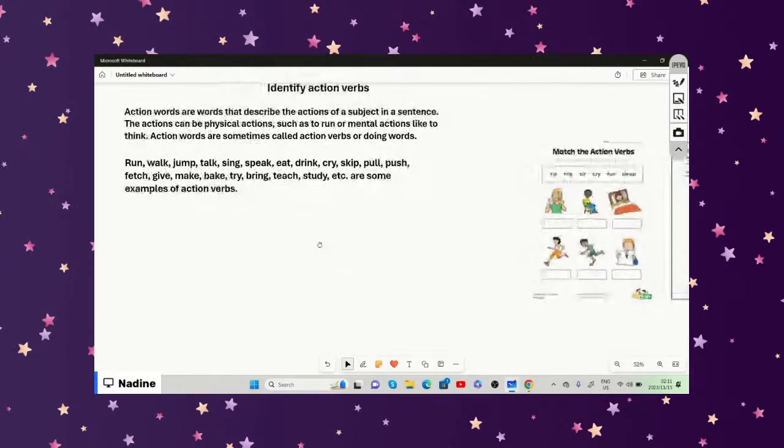All right. So now we are going to create a few sentences. If we look at certain action words or action verbs or doing words, we are now going to use some of those words and write down a few sentences.